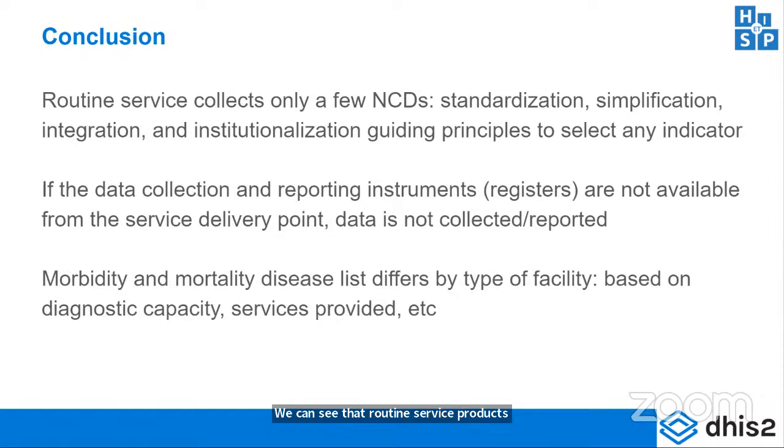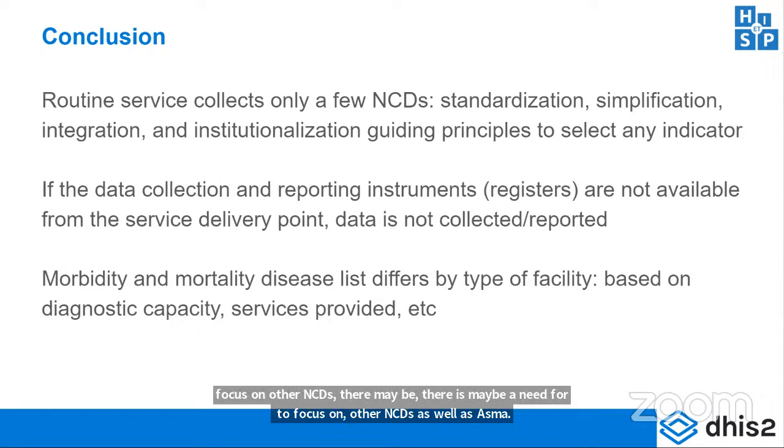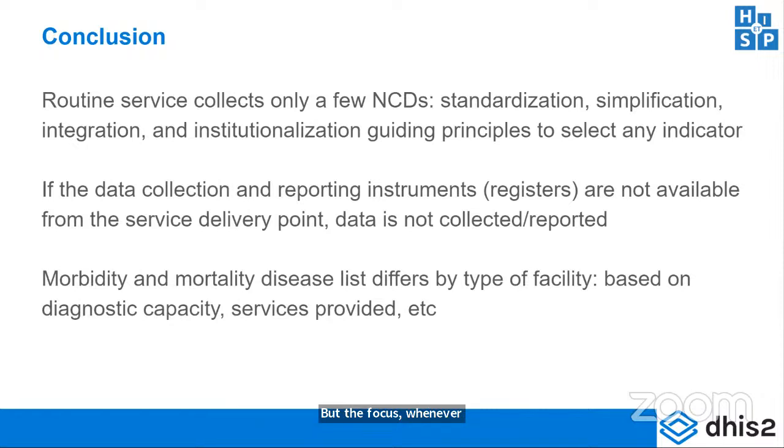As a conclusion, we can say that routine service collects only a few NCDs. There may be a need to focus on other NCDs as well, like asthma. But whenever we are selecting indicators in Ethiopia, we have to follow these 4 rules. It has to be standardized across all facilities and across all partners. The name and the definition of an indicator has to be understood by everybody. It has to be simplified. It has to be integrated with the system as well, and it has to be institutionalized.